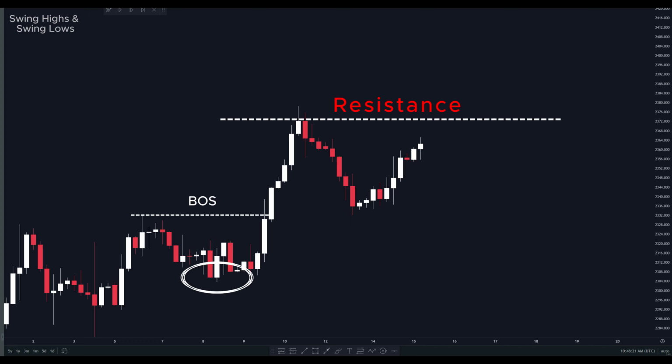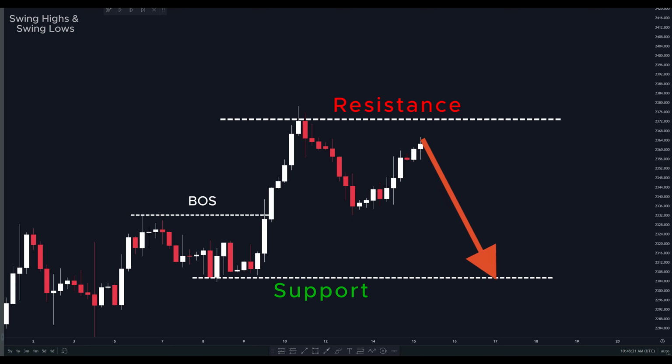If we look at the bottom, this is the lowest point where price hit recently. So this will be a recent swing low, and we mark this level as a support. Price can come back at this support and move upward, or it can break this support and change the trend direction.